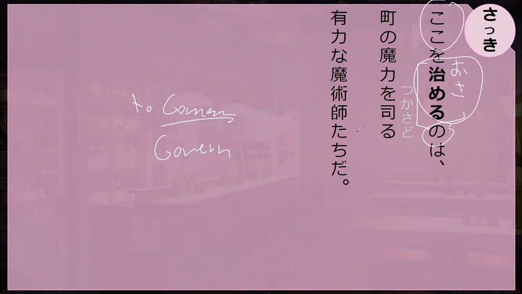So we'll start here. Do you remember how to say control, to govern? Govern. Is it not hachimeru, or is it hachimeru? It does look like that kanji. This is osameru. Koko o osameru no wa machi no miryoku o tsukasadoru yuuryoku na majutsushi-tachi da. So the ones who govern this place are those magicians who have a lot of influence and who also govern the magic of the city.